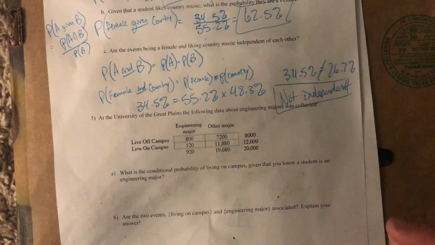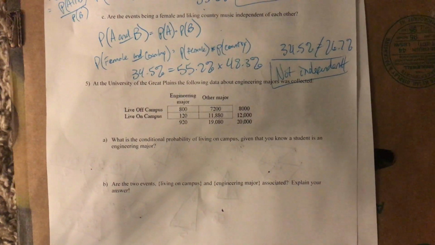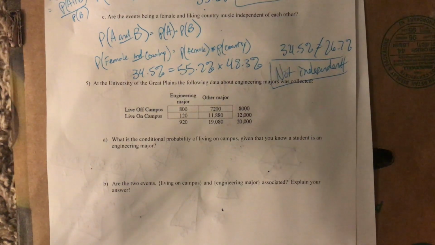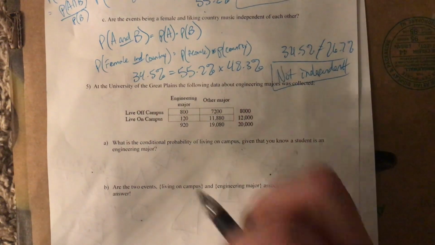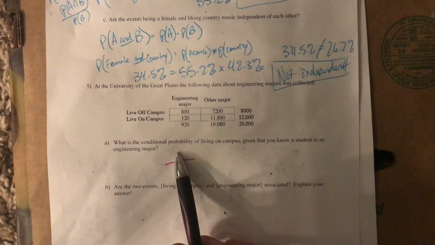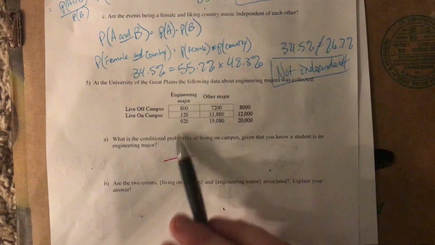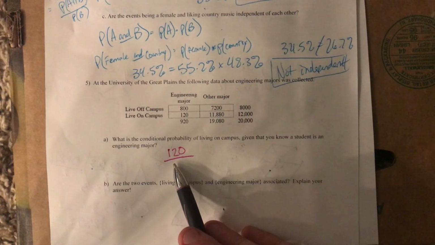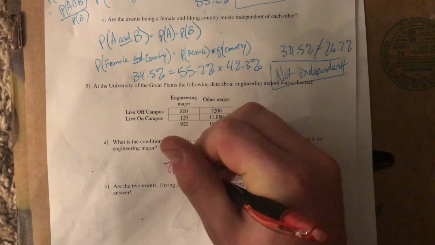All right, moving on. At the University of Great Plains, the following data about engineering majors was collected. So we got a two-way table already laid out for us in this one. Now, conditional probability of living on campus given that you know a student is an engineering major. Okay, so another given, and so on top of our fraction should be people that live on campus and are engineering majors. So that's 120 people. And then on bottom, since it's given that they're an engineering major, the bottom is just all the engineering majors, which in this case is 920.